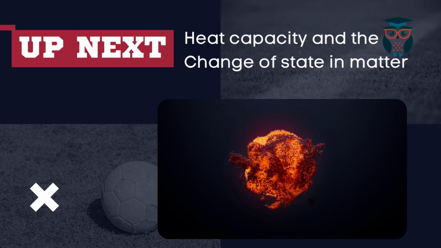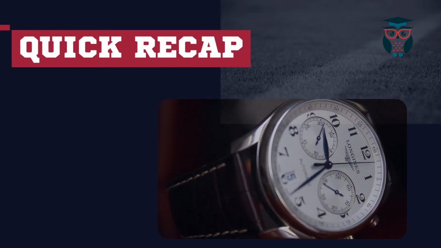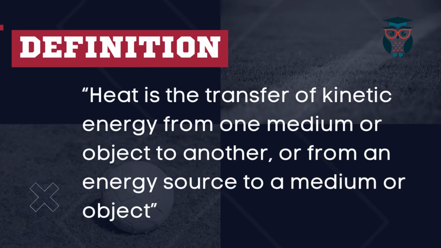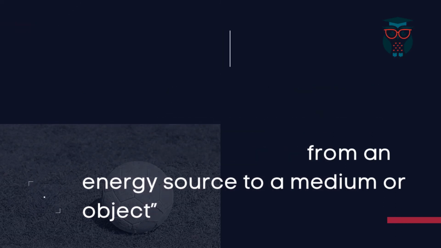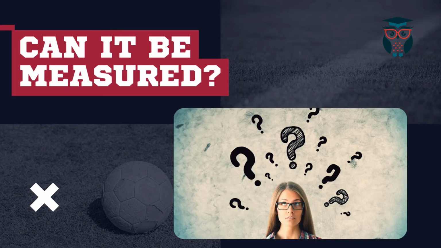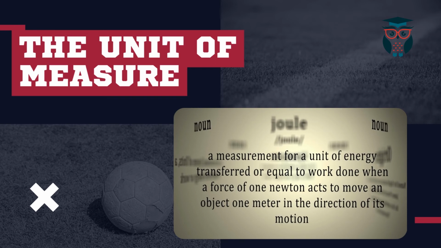In our next episode, let's talk about the heat capacity of an object and the change of state of matter. Before wrapping up this session, let's do a quick recap. What is heat? Heat is the transfer of kinetic energy from one medium or object to another, or from an energy source to a medium or object. In which order does heat transfer? The heat transfers from hot to cold objects only. Can we measure heat? Heat is energy. So yes, we can. What is the unit of measure for heat? It's measured in joule.